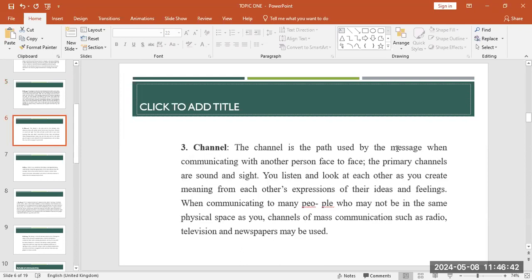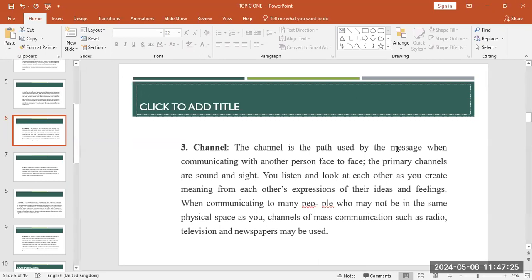Number three, when you talk about elements of communication, is channels. A channel is a path through which a message passes. A channel can be a television set, a radio, a newspaper, a magazine, a poster, a placard, a banner, or a flyer.